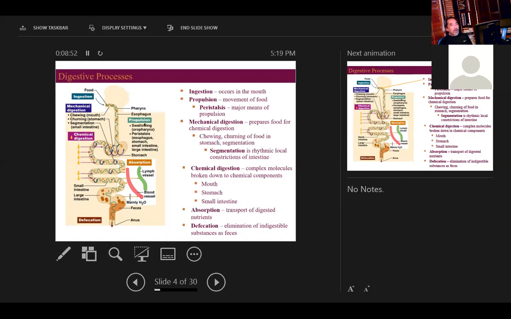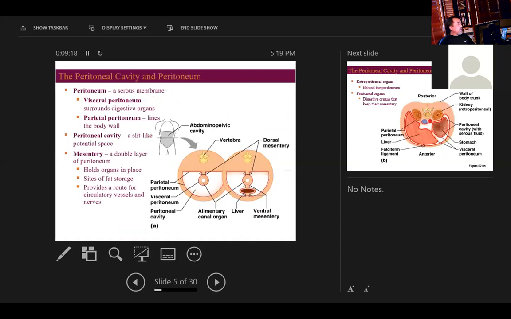And we need the proteins to be broken down into small components called amino acids. Those are the ones that are absorbed by your intestinal tract. So absorption is going to be the transport of digested nutrients to the blood. Okay, so defecation is the process of elimination of substances that are not digestible. We call it feces. So those are the different processes that happen in your digestive tract.